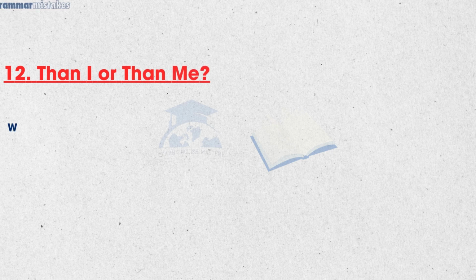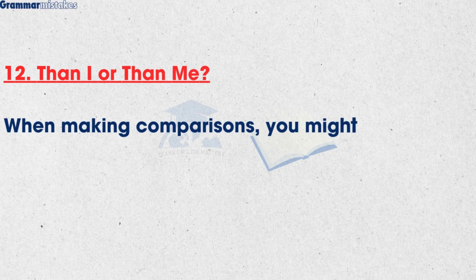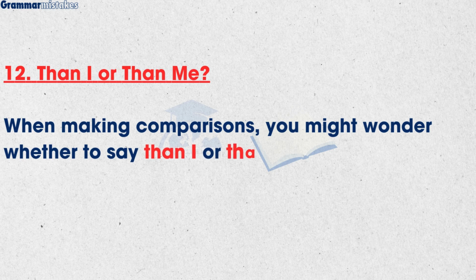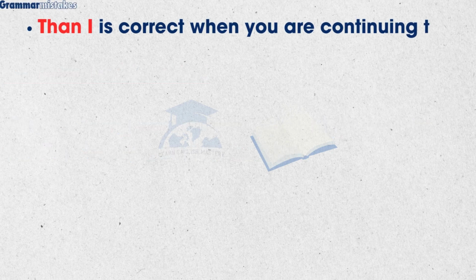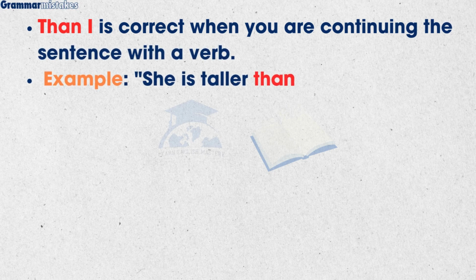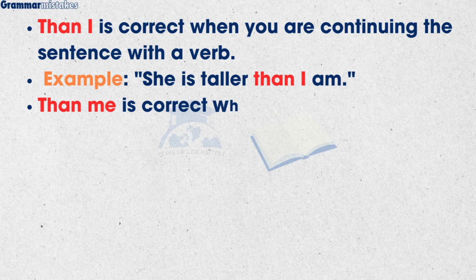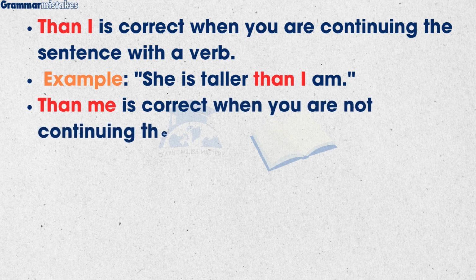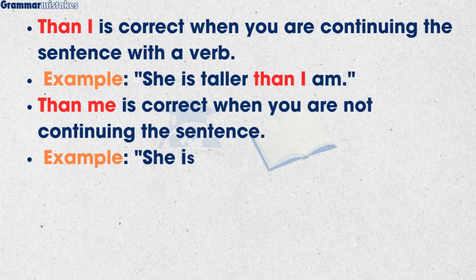12. Than I or than me. When making comparisons, you might wonder whether to say than I or than me. Than I is correct when you are continuing the sentence with a verb. Example: She is taller than I am. Than me is correct when you are not continuing the sentence. Example: She is taller than me.